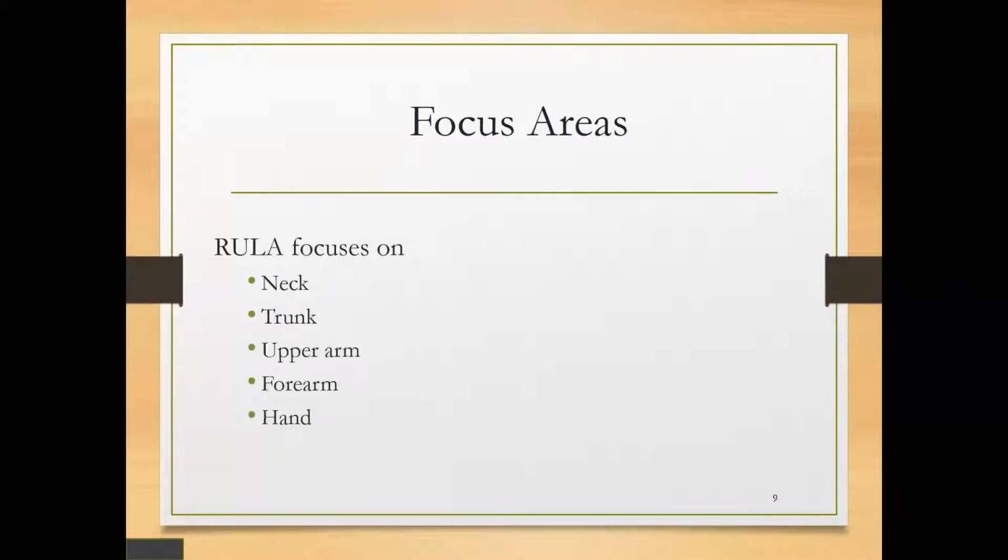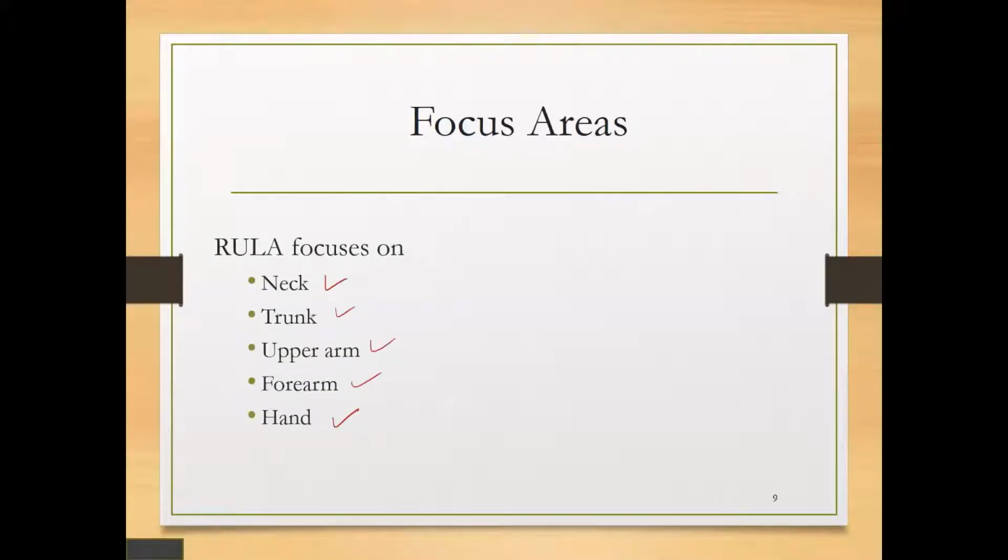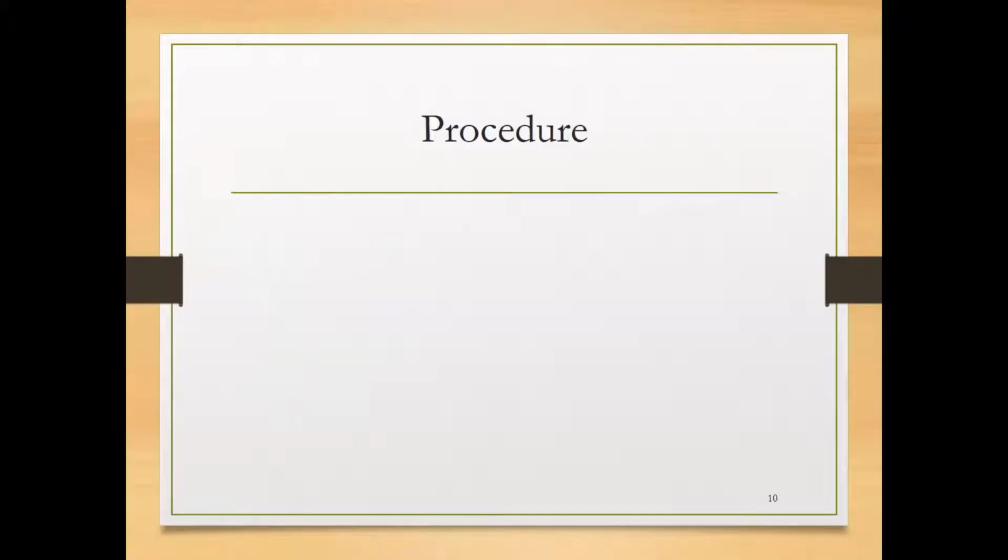Which body parts are the focus of RULA? It focuses on neck, trunk, upper arm, forearm, and hand. As you saw in the case of OWAS, it focused on the trunk, arms, and legs. So this method is more focused, is more detailed, and also includes other body parts like neck and forearm and upper arm separately, and hand as well.